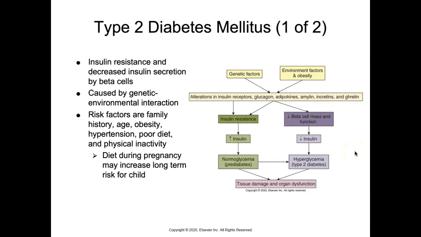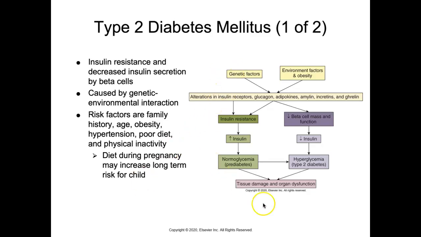Some other risk factors that are going to play into it are having a family history of diabetes, your age, obesity, hypertension, having a poor diet. So if we have a diet that's high in fruits, vegetables, fiber, and nuts, we tend to have a reduced risk. But for those that have a poor diet, that maybe includes more simple carbohydrates or saturated fats and red meat, that will be associated with more of an increased risk, and a sedentary lifestyle, so physical inactivity. And then diet while somebody is pregnant may also have long-term effects on the child that they are pregnant with.